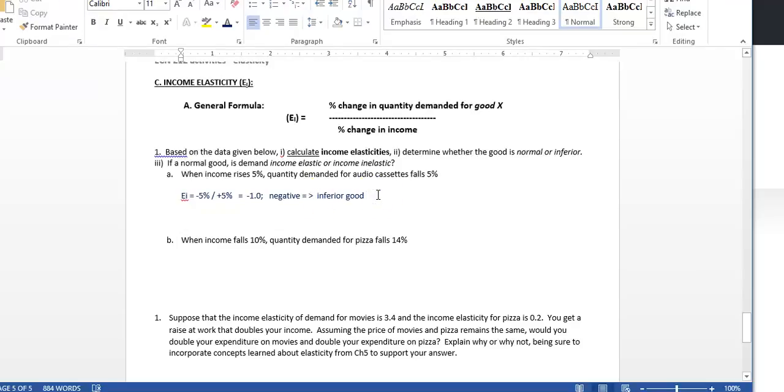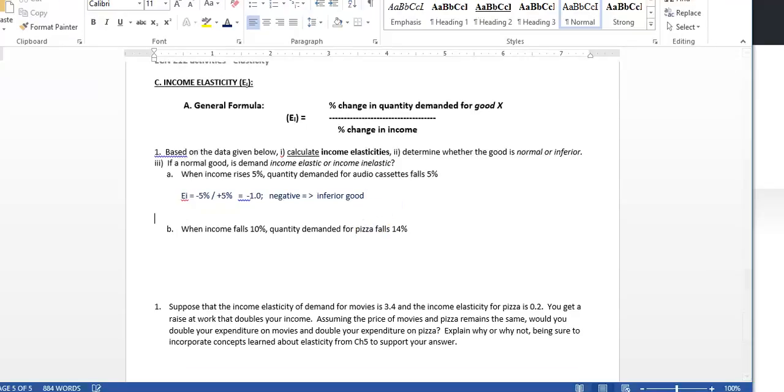Think of a good like ramen noodles or used cars. Those are inferior goods. When our income goes up, oh, now I can afford beef or chicken, and the quantity of ramen noodles that I'm going to buy goes down. So a negative relationship between income and quantity demanded tells us it's an inferior good.